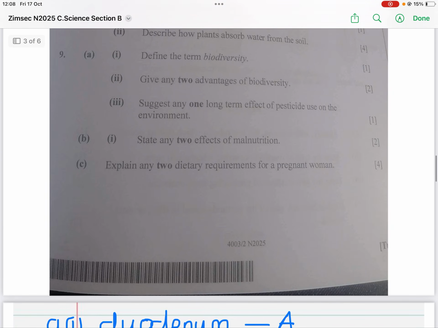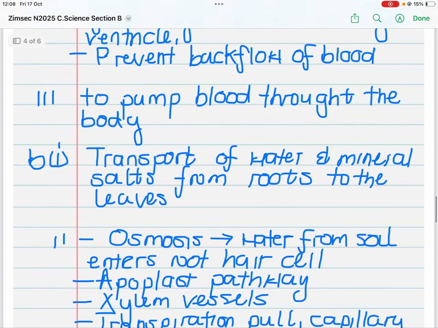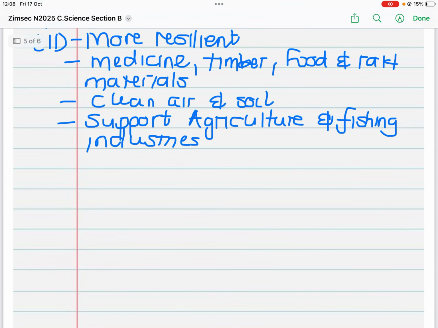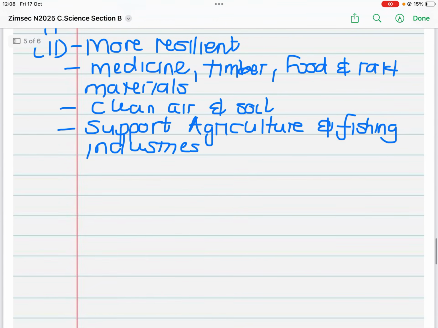So now we need to proceed to the next question. We are now required to suggest one long-term effect of pesticides use on the environment. So let us go to the answers. We are now on part 3, right?